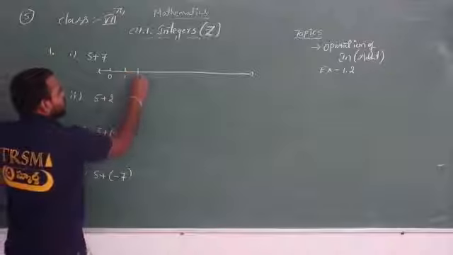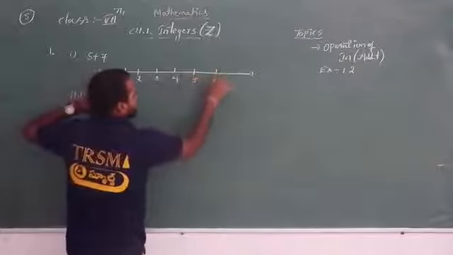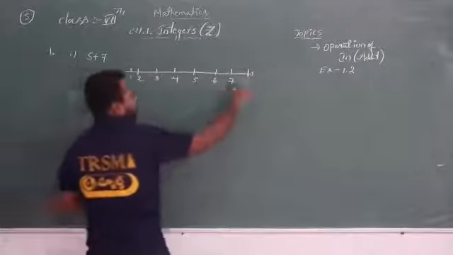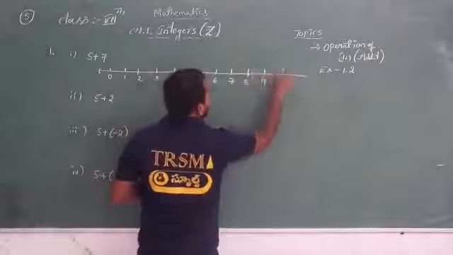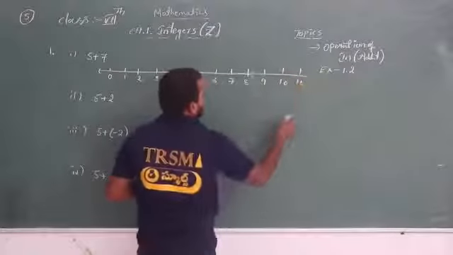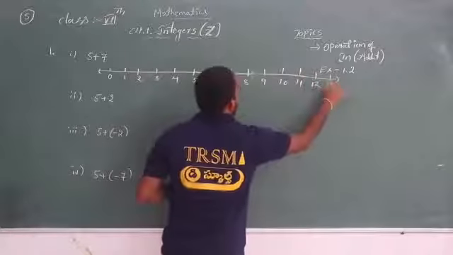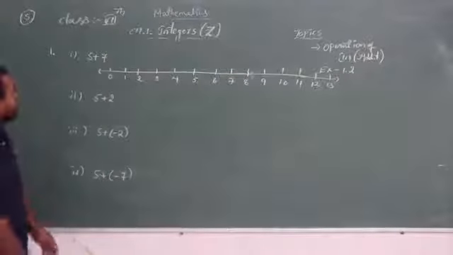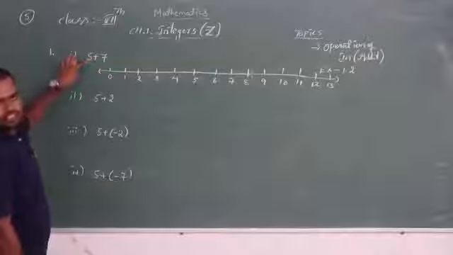So 1, 2, 3, 4, 5, 6, 7, 8, 9, 10, 11, 12 and 13. I went up to 13 because we know the answer is 12. Now for the first one, what is the first number?